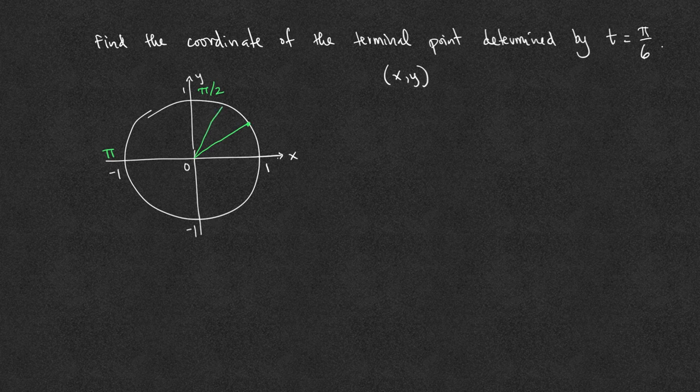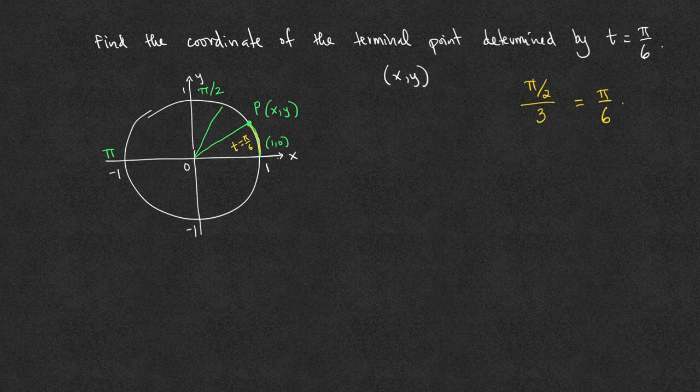The number t is the distance around the unit circle starting at the point 1, 0. When we get to the terminal point, we will label that point P, x, y. This distance is pi over 6. Note that if we were to take pi over 2 and divide this quadrant into 3 equal parts, then each part is pi over 6.